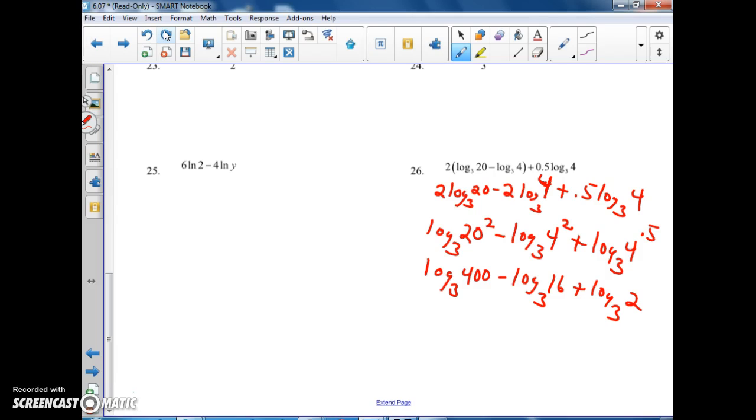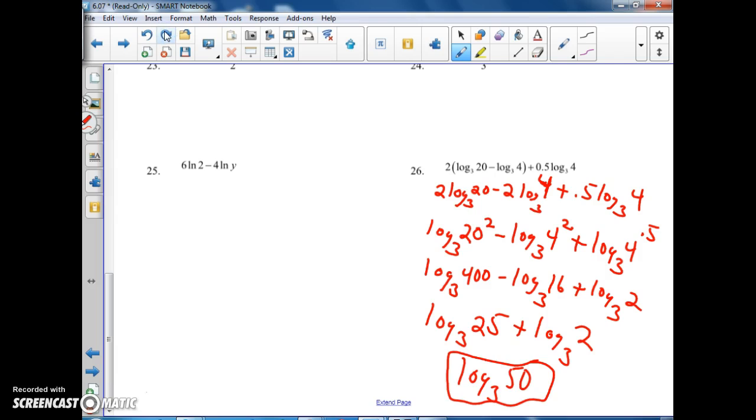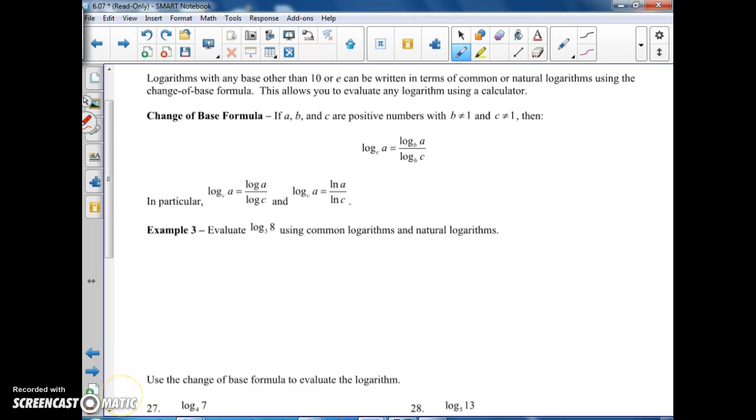Now, are you going to read from right to left or left to right? Left to right. So you're going to do log base 3 of 400 divided by 16. How much is 400 divided by 16? 25. So now I'm going to write down log base 3 of 25 plus log base 3 of 2. Now what are you going to do next? Multiply. So log base 3 of 25 times 2, and log base 3 of 50 is your answer. There you go. You got it.